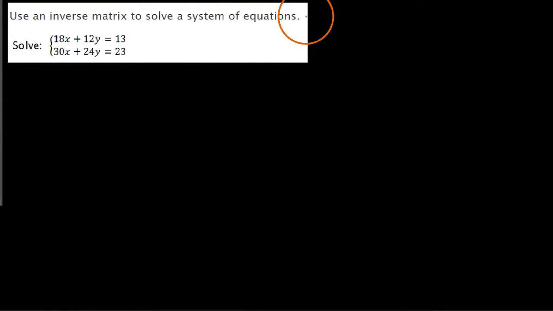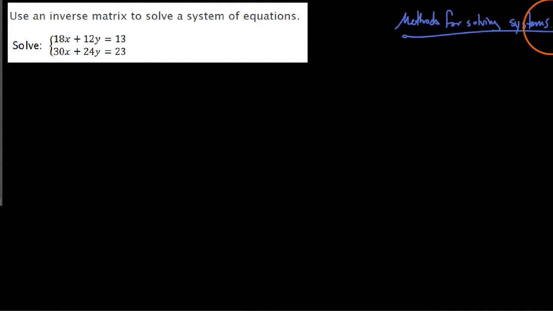Okay, YouTube, in this video we're going to focus on how to use an inverse matrix to solve a system of equations. So I think it's actually critical to point out at this point, in terms of methods for solving systems of linear equations, we're getting quite a few on our list here.